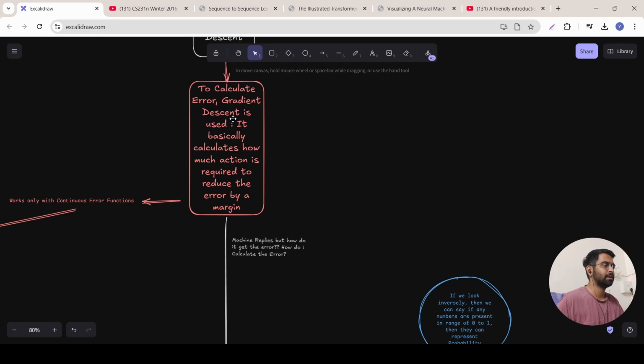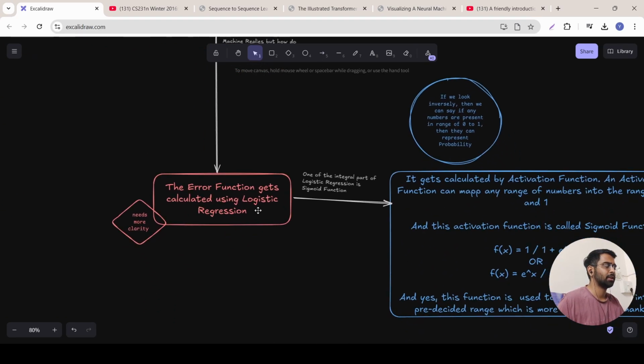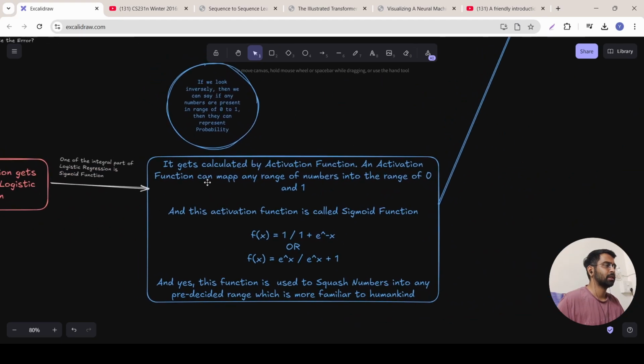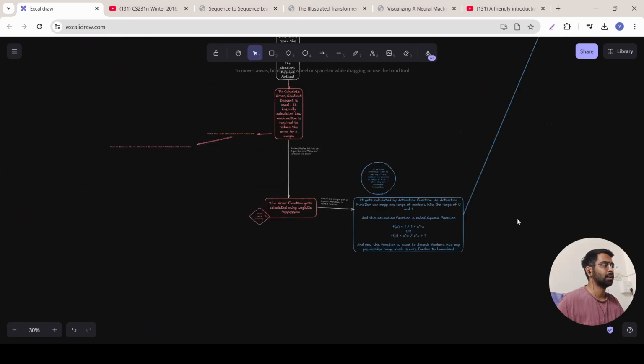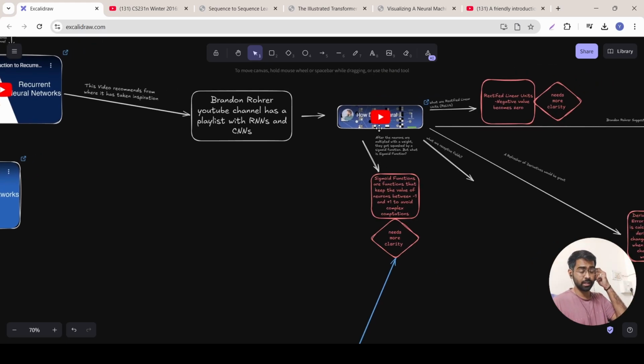To calculate error, the gradient descent basically calculates how the action is used. The error function gets calculated using logistic regression, and gets calculated by the activation function. Here, Brandon Rohrer said that one of the things DNNs do is a step to squash the numbers into a range of 0 and 1, just to compress them. But I didn't know why.